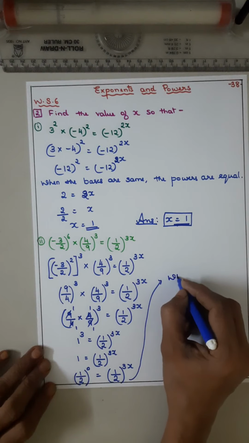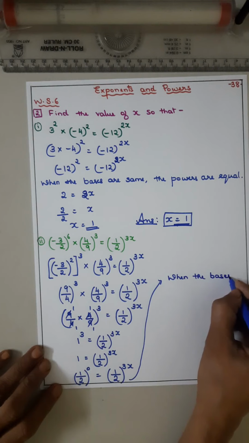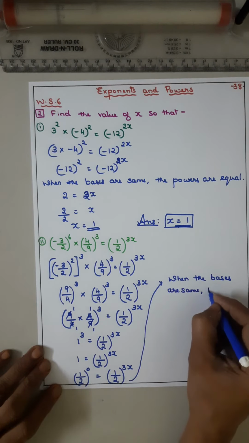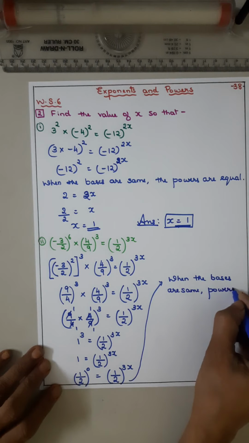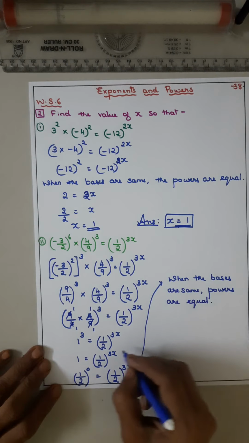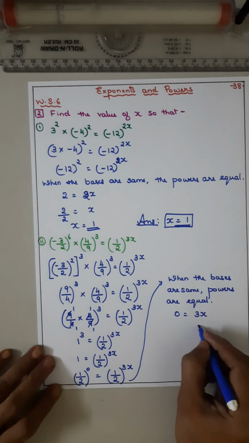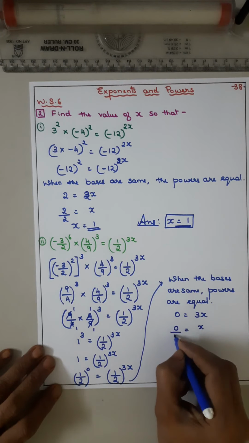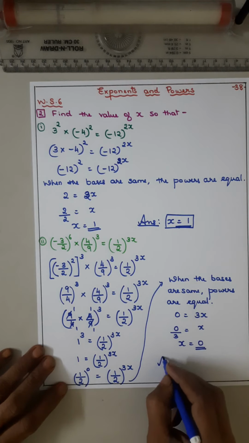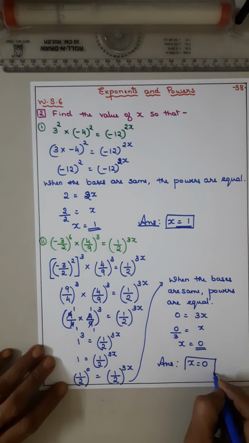When the bases are same, powers are equal. So how much you got? Left side it is 0, right side it is 3x. So x is equal to 0 by 3. That means x is equal to 0. Answer, x is equal to 0.